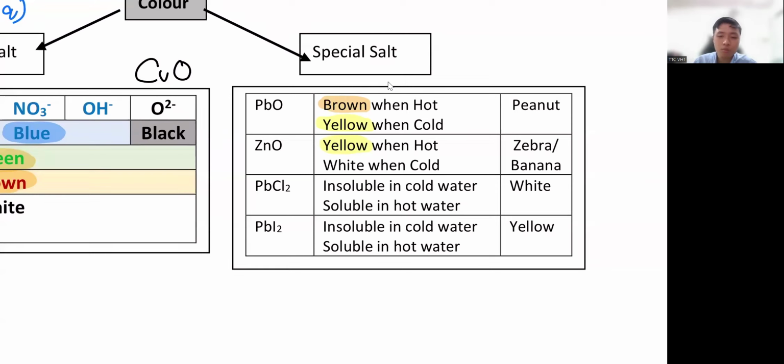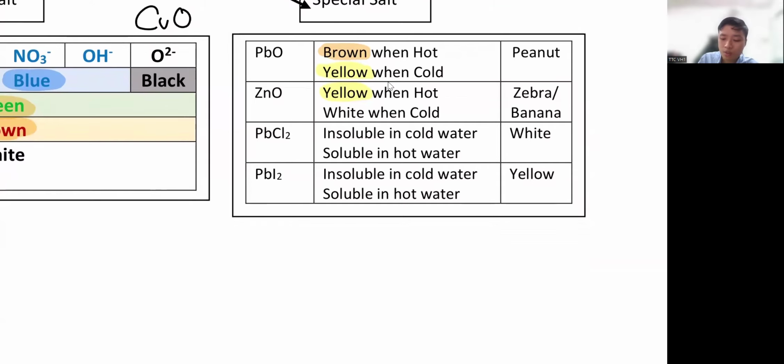For PbCl2, insoluble in cold water. When it's cold it's insoluble, meaning you can see the white precipitate inside. When you heat up, it's soluble already, meaning you couldn't see the white precipitate anymore.